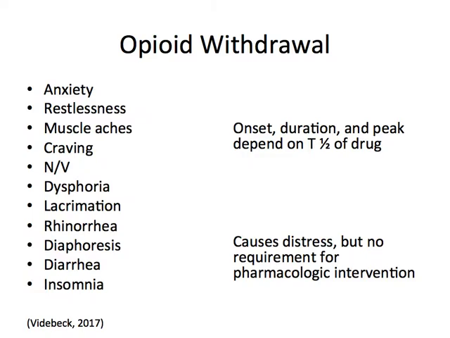Opioid withdrawal can present with anxiety, restlessness, muscle aches, cravings, nausea and vomiting, dysphoria, lacrimation, rhinorrhea, diaphoresis, diarrhea, and insomnia. The onset, duration, and peak really depend on the half-life of the drug. These symptoms cause distress, but there's no requirement for pharmacologic intervention.